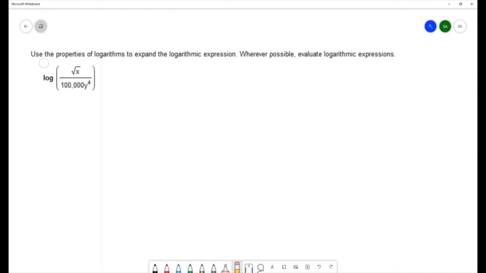For this question, we want to use the properties of logarithms to expand the logarithmic expression whenever possible and evaluate the logarithmic expressions. The expression we have is log of square root x over 100,000 y to the fourth.